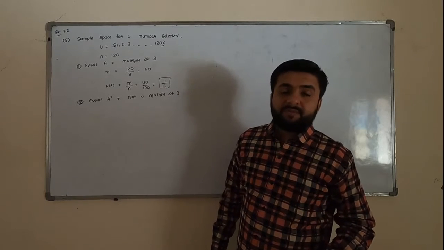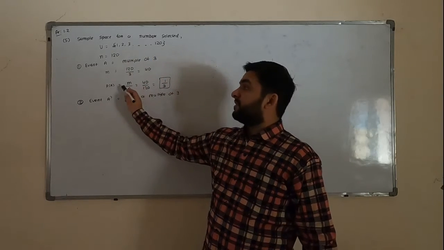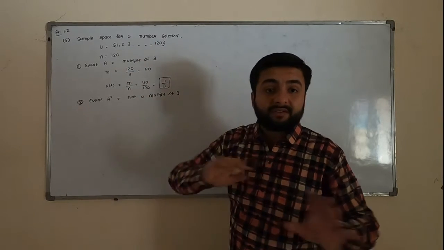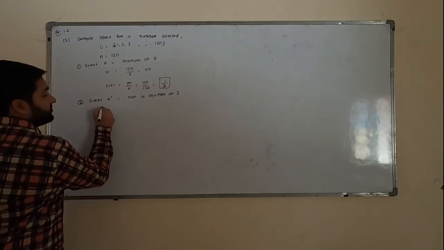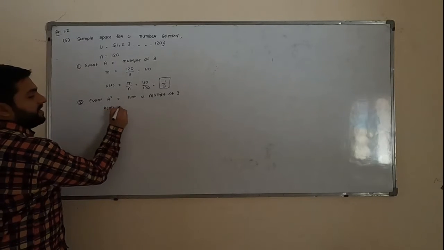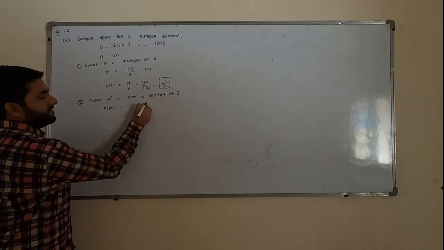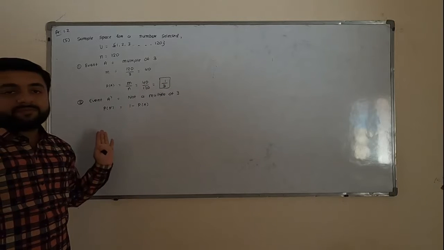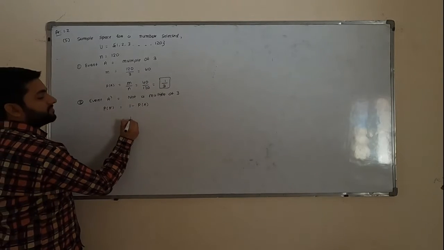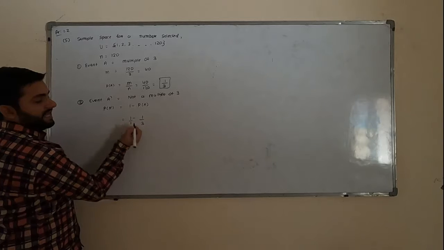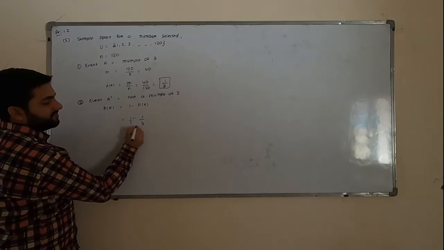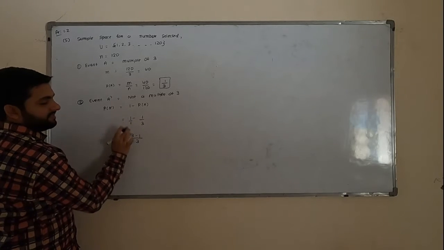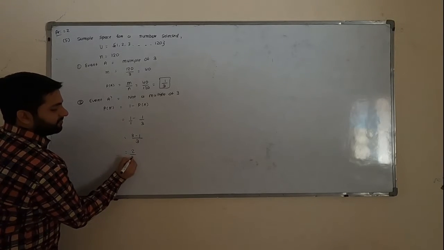The exact meaning of complementary is the elements which are in U but not in A. In A it has the multiples of 3, so in A complement it will not have multiples of 3. So P of A dash is equal to 1 minus P of A. As the total probability is 1, from that we subtract these elements, so we get the remaining elements. So 1 minus 1 by 3. 3 ones are 3, 3 ones are 3, 1 ones are 1. So the answer will be 2 by 3.